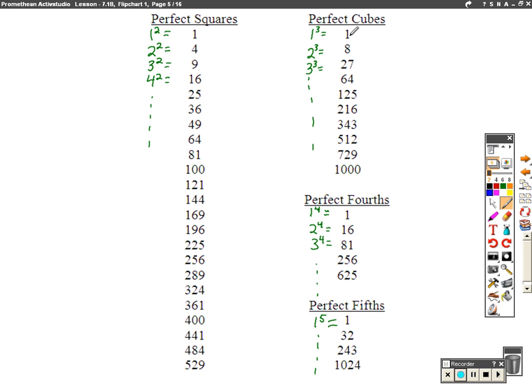Perfect cubes: 1 cubed is 1, 2 cubed is 8, and so on. You've got your perfect fourths and your perfect fifths. You should familiarize yourself with all of those and be able to recognize them, so that when you see a number like 343, you can recognize it as a perfect cube, which is 7 cubed. So the cube root of 343 is 7.